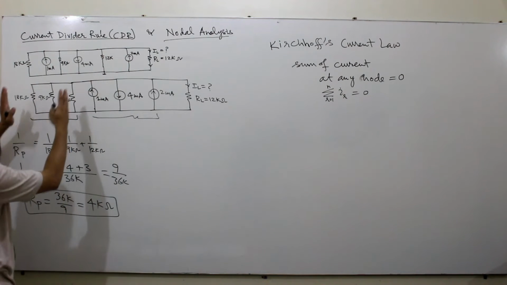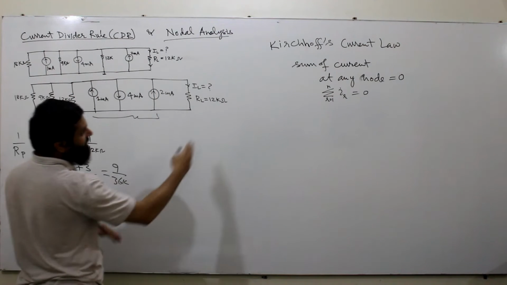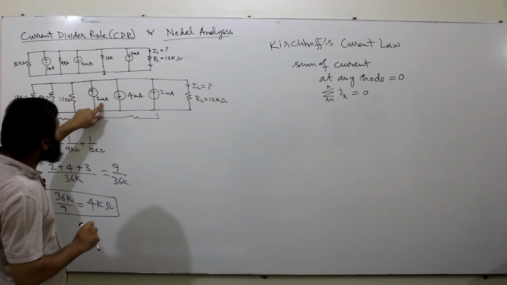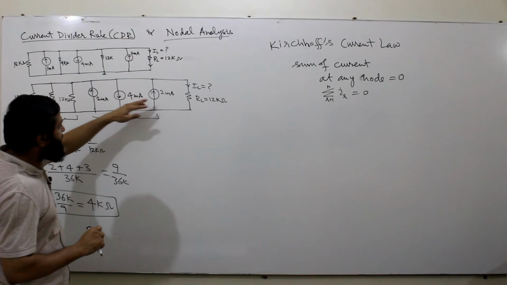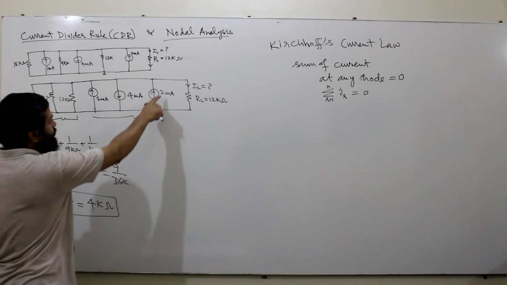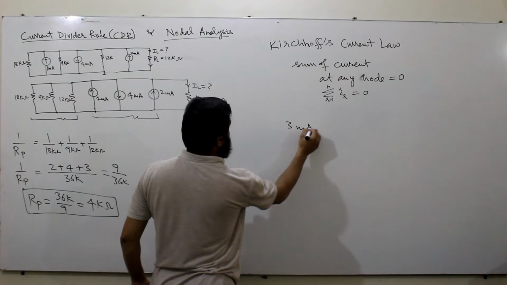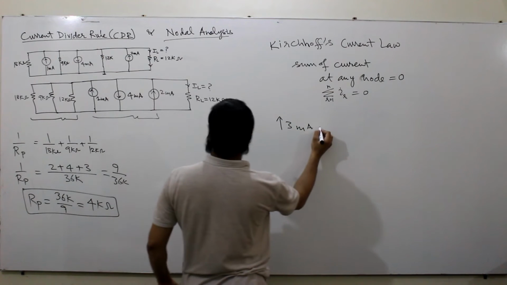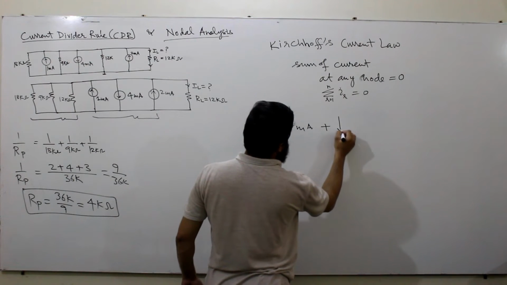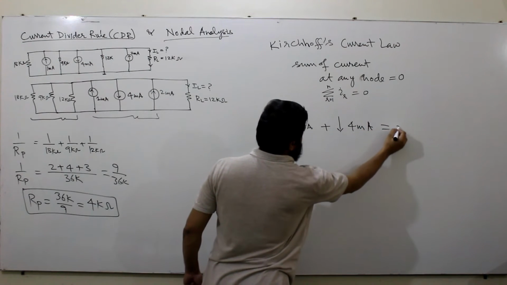So for that purpose we are simplifying the circuit, and this portion is simplified this way. And actually you can also write directly. You see, this one is 1 milliampere, this one is 4 milliampere going downward, and this 2 milliampere and this 1 are both going up. So 2 plus 1 is 3 milliamperes going in the upward direction, and this is 4 milliamperes going in the downward direction, equal to 0.